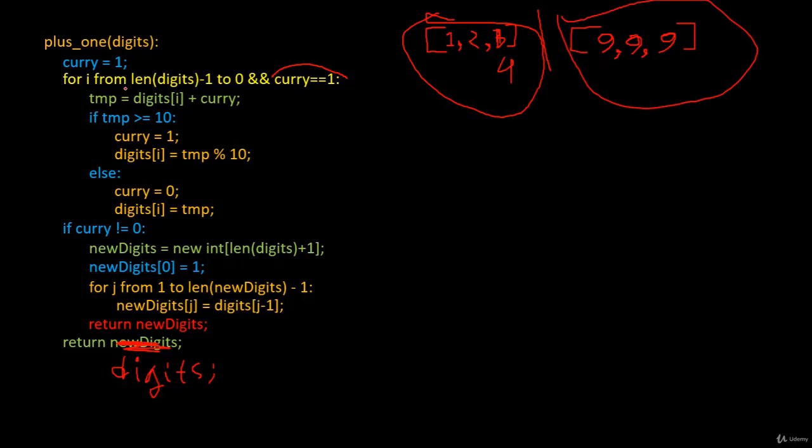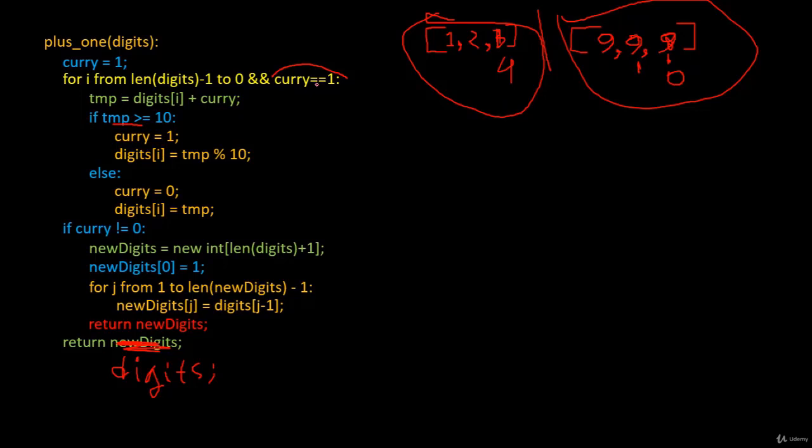Alright, for the first iteration, this i points to the last element, in this case 9. Then temp equals digit plus carry, where carry equals 1. 9 plus 1 is 10, so this condition is true here. Then carry equals 1. Then digit[i] equals temp modulus 10, so 10 modulus 10 equals 0, so this value will be replaced with 0.